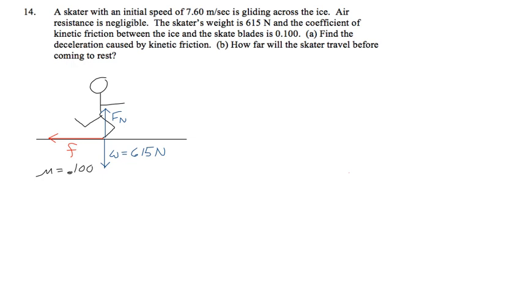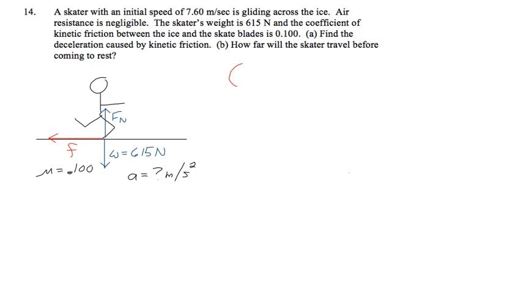Now it says find the deceleration caused by kinetic friction. So really the unknown is A, but because they are telling us it's deceleration, I expect that my answer for A will be a negative number. So there's the picture. You can see I have only one arrow in the horizontal direction and two in the vertical direction. I still make my descriptive equations.